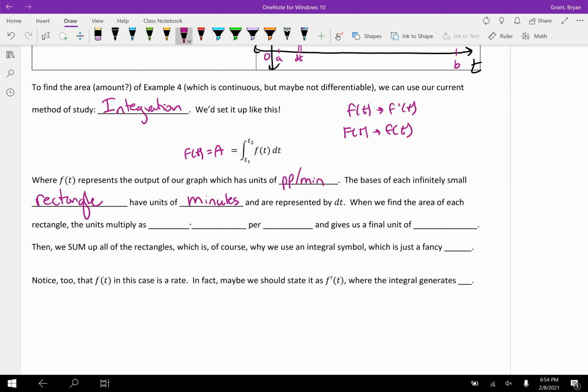When we find the area of each rectangle, the units multiply, right? We see pages per minute times, oh, wait, I should read my own writing first. They multiply as minutes, we'll do the first one, times pages per minute. And so those will cancel and give us a final unit of pages. Then, of course, we sum up all the rectangles, which is why we use an integral symbol, which is just a fancy sigma or s, if you will. Notice, too, that f of t was a rate. In fact, you could also call it f prime of t, where the integral gives us lowercase f.